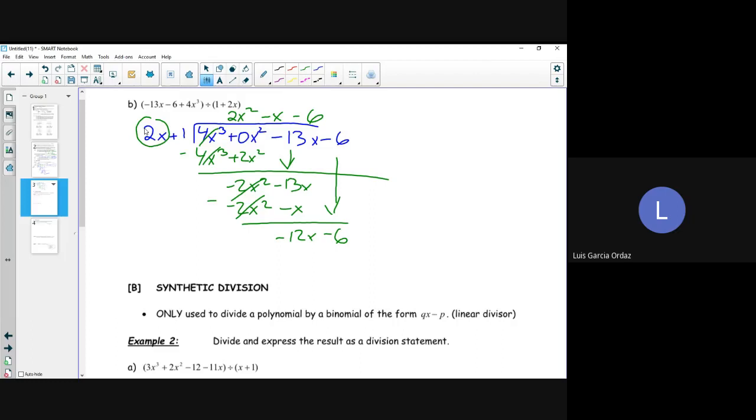Actually, no, I have questions. So we brought this down. Okay, negative 6, so we get negative 12x. Cancel out. What is negative 6 times positive 1? Negative 6. And what's negative 6 minus negative 6? 0. So our remainder is 0. So we have no remainder.